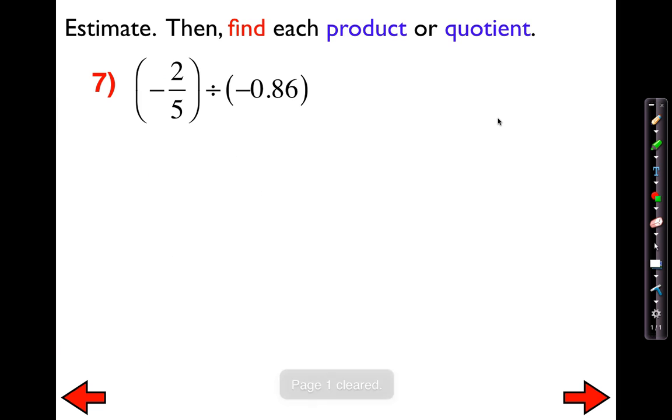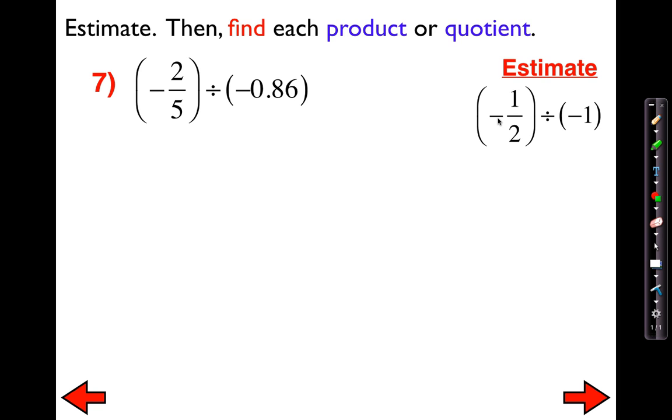Okay, number 7. First, we're going to estimate, and then we're going to go ahead and start dividing. So a negative 2/5, I'm going to say that's approximately half, because 2 out of 5 is approximately half. And I'm going to say the negative 86/100 is approximately negative 1. So if I take a negative 1/2 and divide that by a negative 1, that's going to be approximately 1/2. So keeping that in mind, what I'm going to do first is decide, okay, a negative divided by a negative is a positive. I'm not actually going to put a positive in my answer, for example, on my homework, but it kind of tells me that I did take care of the sign already.